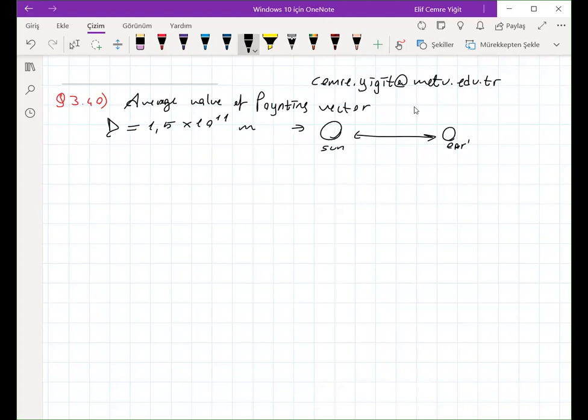And this value is 1.4 kilowatts per meter square. So in the first question, it asks to find average radiation pressure exerted on a metal surface.